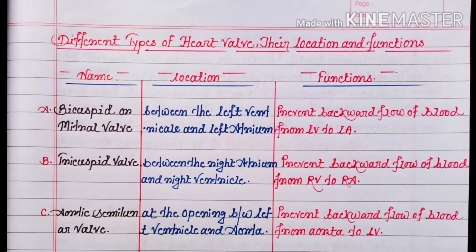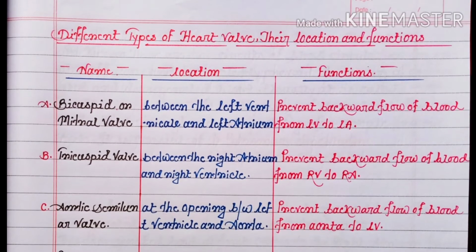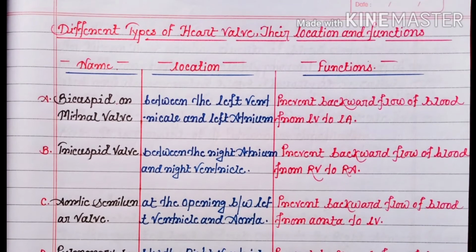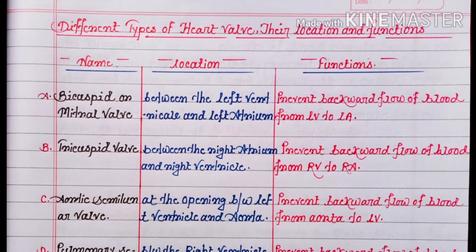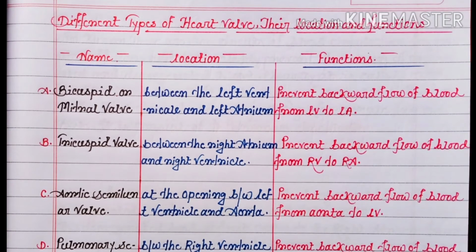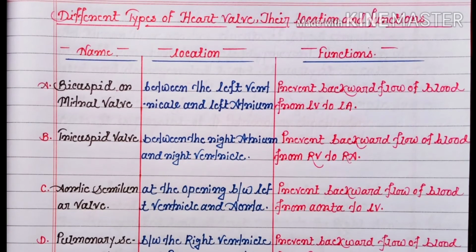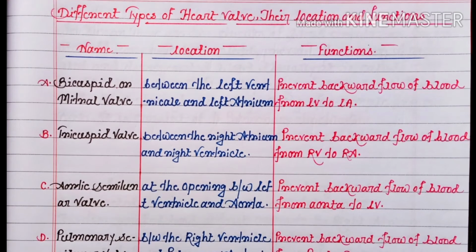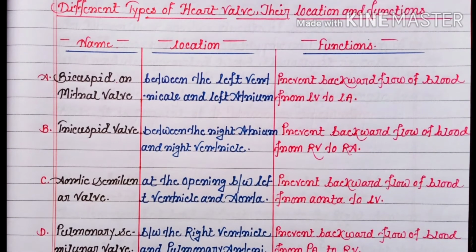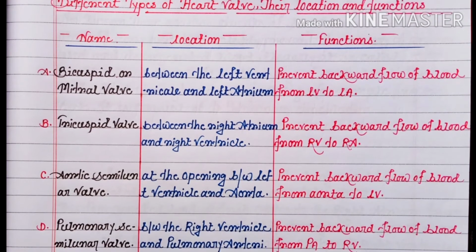First one is the bicuspid valve or mitral valve. It is located between the left ventricle and left atrium, and this valve has two flaps. The function of the bicuspid valve is to allow the blood to move from the left atrium to the left ventricle, and it prevents the backward flow of blood from the left ventricle to the left atrium.